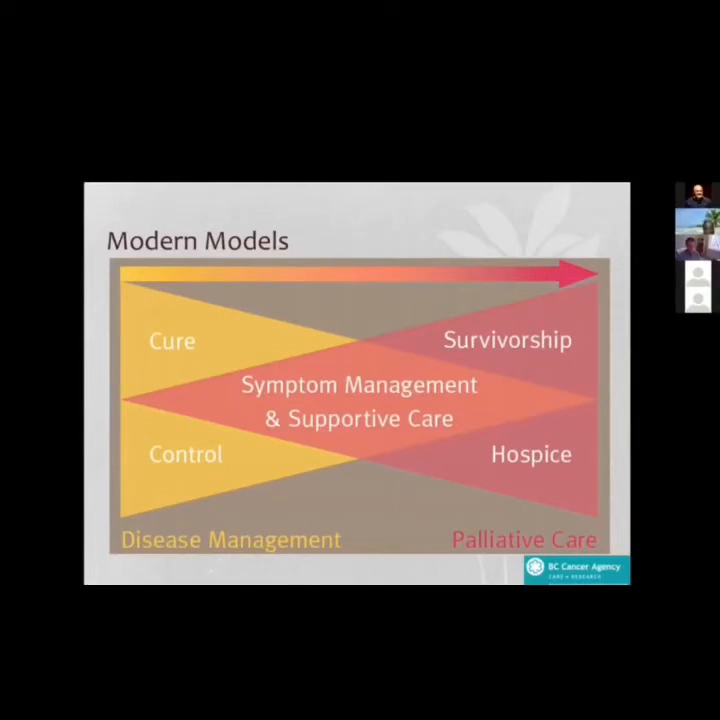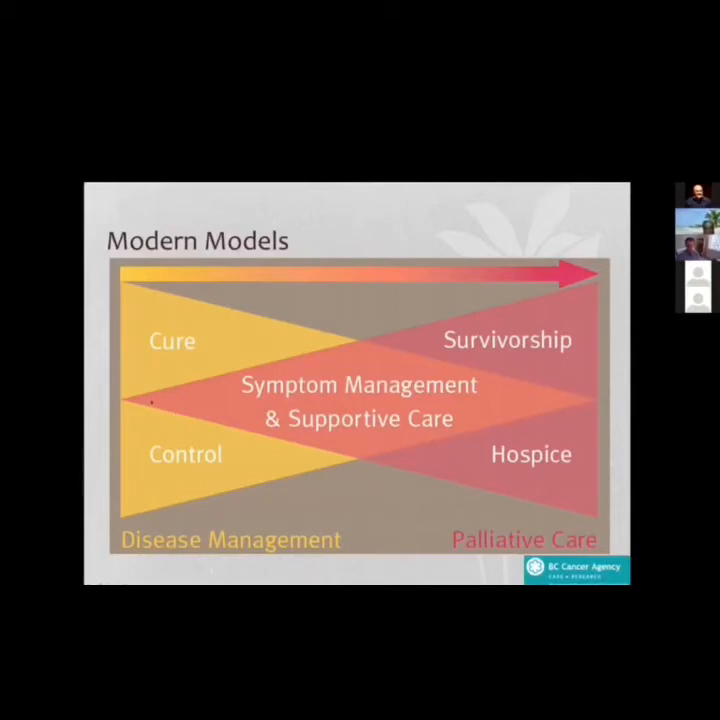But the more modern concept of palliative care is evolving as our understanding and treatments for disease are evolving, so that we can be involved very early on in the support of several diseases. This is a slide taken from the BC Cancer Agency, but can be utilized for other disease processes as well.